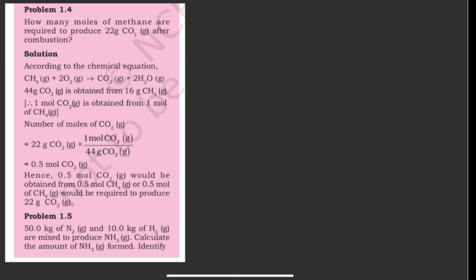So read the question here. How many moles of methane are required to produce 22 grams of carbon dioxide after combustion. So again here methane on combustion. So write the same equation we have written previously. So you will write methane plus 2 times oxygen giving carbon dioxide plus 2 times water. So this is the balanced chemical equation.